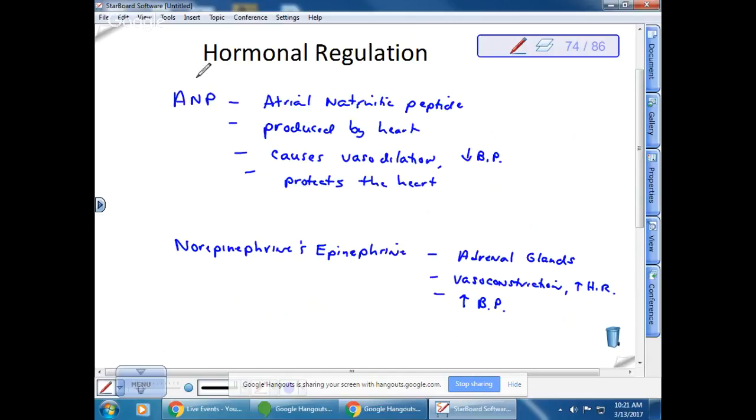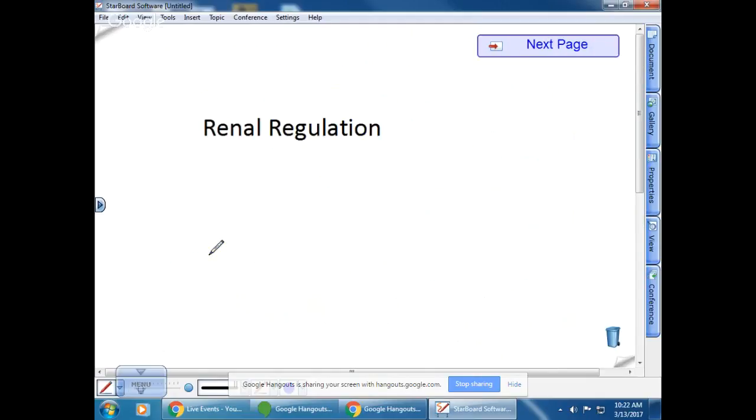Okay, so these are kind of strictly hormonal, but now I want to talk about the role of the kidney, because the kidney functions to filter the blood of nitrogenous wastes like urea. It also helps to regulate blood pressure and blood volume. So if we look at the renal, this means kidney. Okay. And so the kidney's function is to remove waste products from the blood.